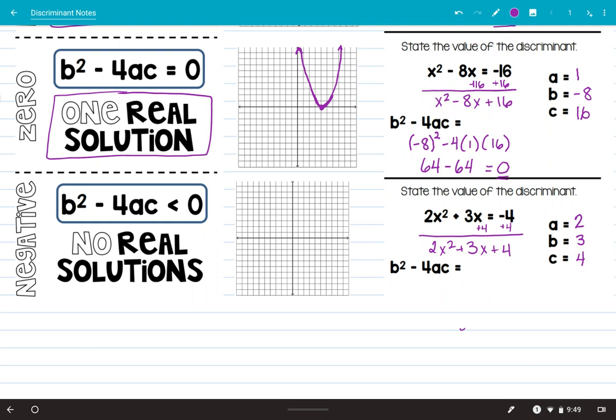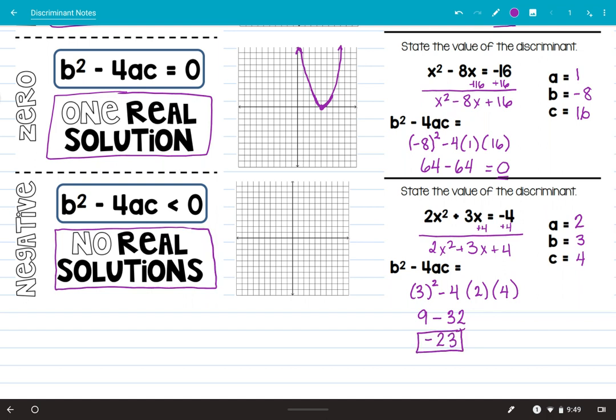Okay, so we're going to go b squared, so 3 squared. I just put it in parentheses. You don't have to if it's positive. I'm just used to doing it all the time. Minus 4 times your a times your c. All right, so 3 squared is 9. 4 times 2 is 8, and 8 times 4 is 32. Then we subtract that, and we get negative 23. So we get a negative number. When it's a negative number, we say no real solutions.